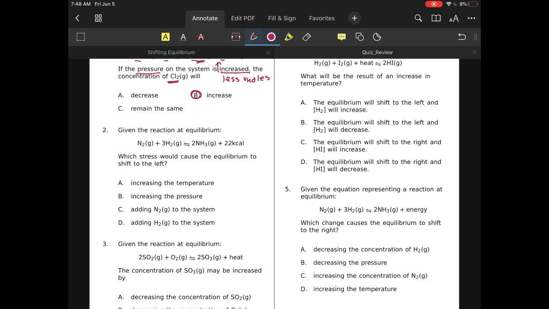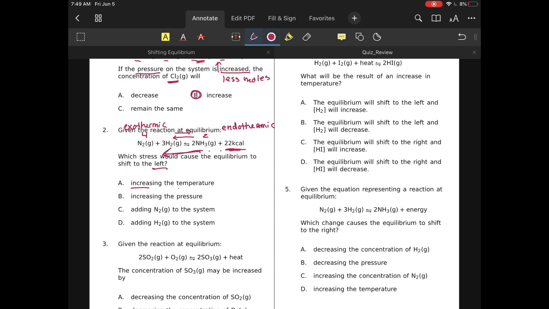Number 2. Here's a reaction. Which stress would cause the equilibrium to shift to the left? Okay, first of all, I see that there's calories on this side. That means that this side of the equation uses calories when it shifts to the left. So that means that my reverse reaction is endothermic. It uses heat. And that means that my forward reaction, which gives off heat, is exothermic. I also see that this side of the reaction has 4 moles and that this side of the reaction has 2 moles. And I want to know which stress would cause it to shift to the left.